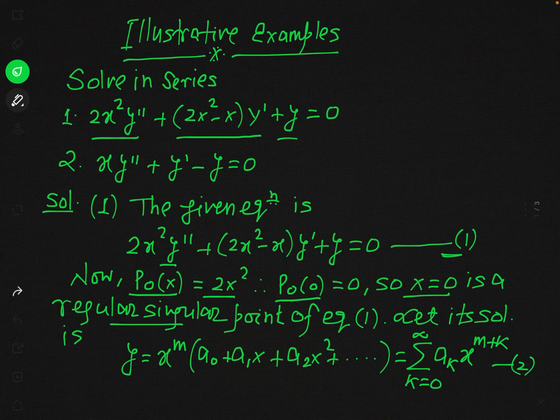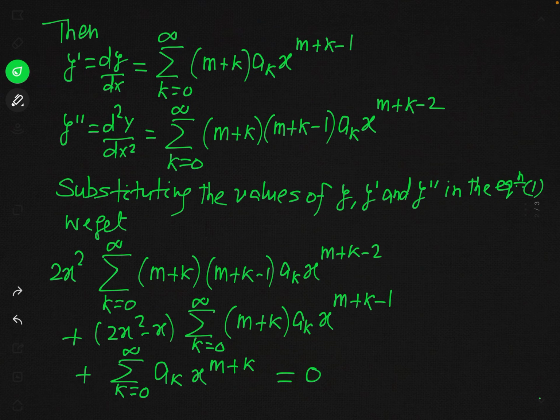So when it is a regular singularity of this equation, we suppose the solution of this equation in the series y equal to x to the power m into (a naught plus a1 x plus a2 x square and so on). In compact form, in the notation of summation, we write this solution as summation k from 0 to infinity a_k x to the power m plus k.